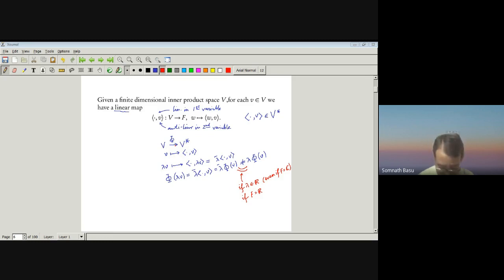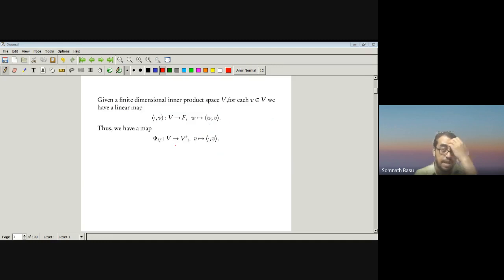All right, so we have a map, v goes to dot v, which you should interpret as saying: given a w, this is going to be, simply by definition, this.